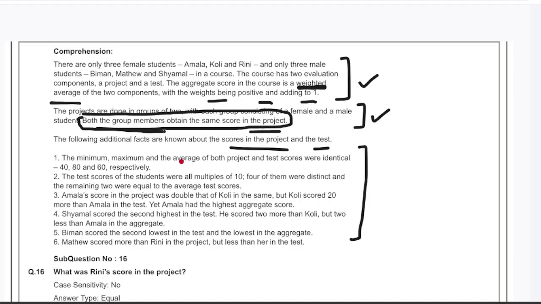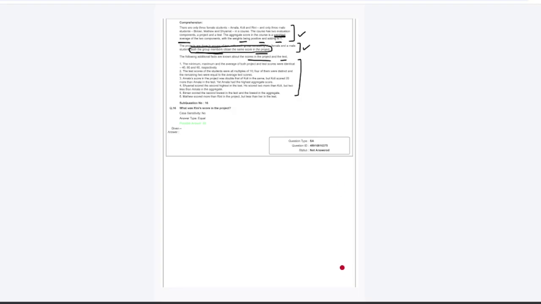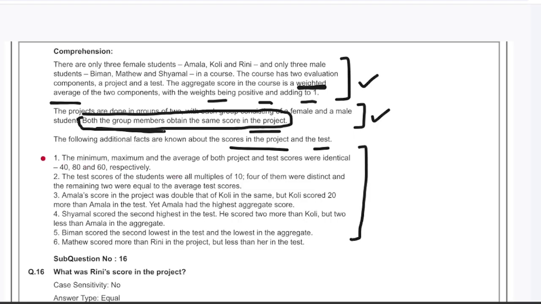Now, the minimum, maximum, and average of both project and test scores were identical. That is 40, 80, 60. So we write 40, 60, 80, like in the last puzzle also we did. So the project has a minimum score of 40, 60 is the average, and 80 is the maximum. Same goes for test, 40, 60, and 80. Other information in the project, the group members are going to have the same score. That also we have written somewhere, just a small hint, so we'll not forget that. So this line is done.